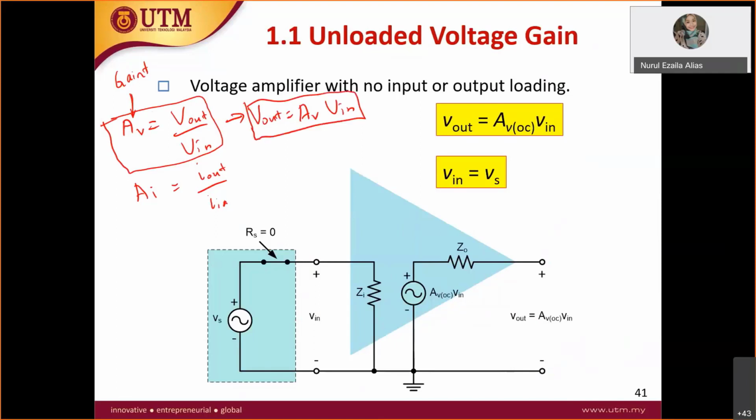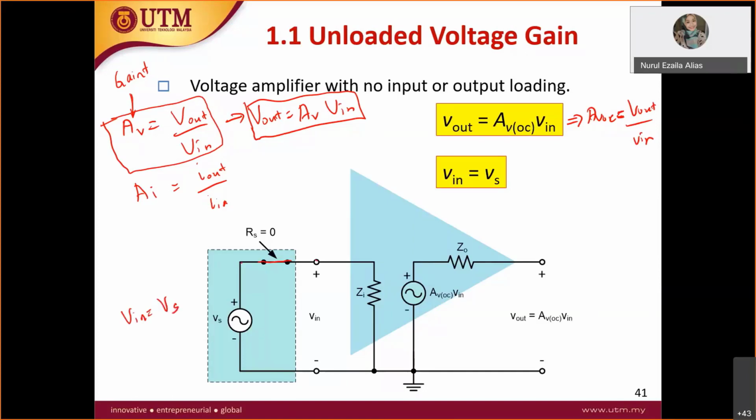So AVOC times Vin, where AVOC is equal to Vout over Vin. This is the same thing. For this case, Vin is equal to Vs. Why? Because there is no RS resistor here. It's like a short circuit, therefore it is at the same node, and we can say that Vin is equal to Vs.